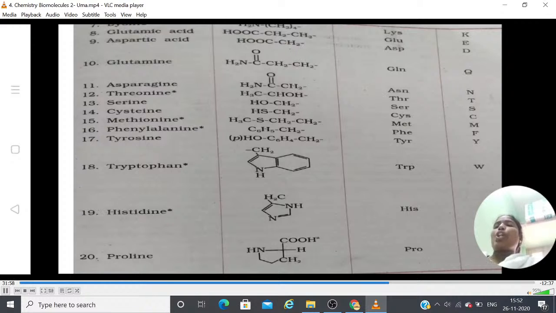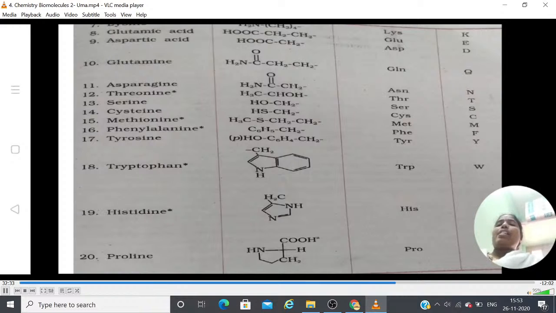Next amino acid, threonine. Threonine is also very essential for us. The alkyl group here is CH3CHOH, and the 3 letter amino acid symbol is THR. The code letter is T.